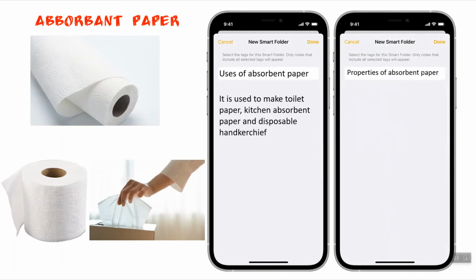So this is because absorbent paper has special properties. It is very soft. It absorbs liquid very well. It dissolves in water.